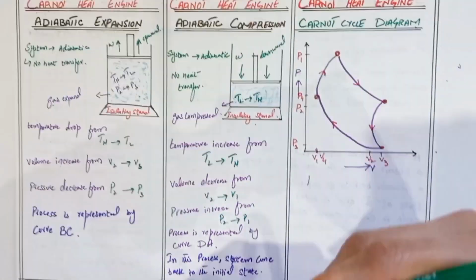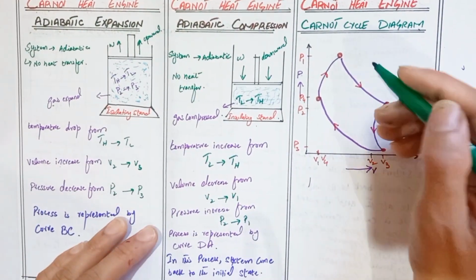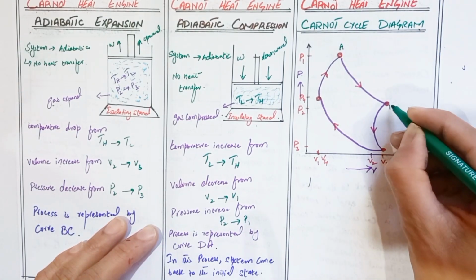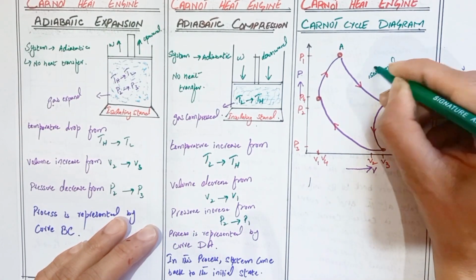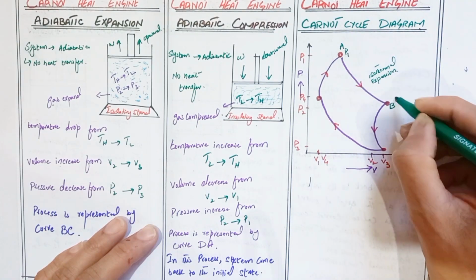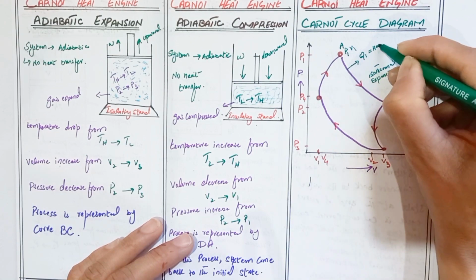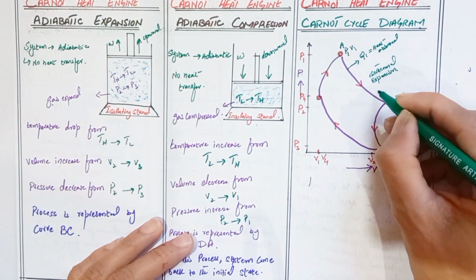Now we discuss the Carnot cycle diagram of the Carnot heat engine. In this diagram, curve AB represents the isothermal expansion. In isothermal expansion, the pressure is decreased from P1 to P2 and volume is increased from V1 to V2. In this process, heat Q1 is absorbed.